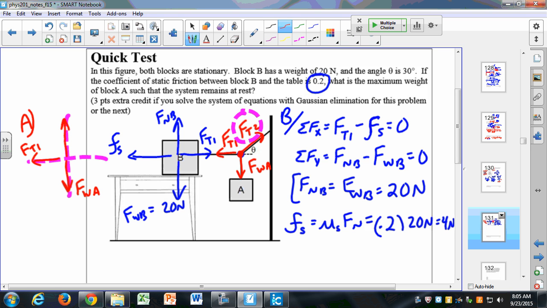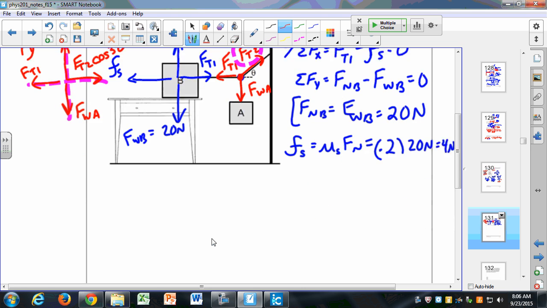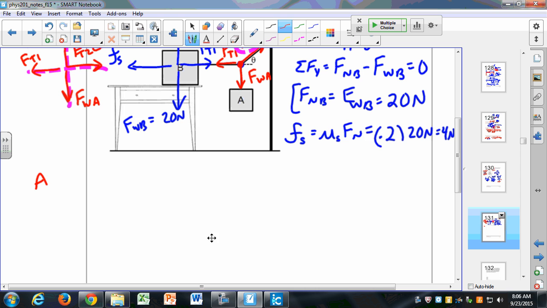What's my y component of ft2? Where I'm going to do the sine of my angle, which was 30 degrees. And then the x component, of course, is going to be cosine. So it's ft2 cosine 30. All right, now you just want to write your equations. This is a static situation, so it becomes pretty simple.